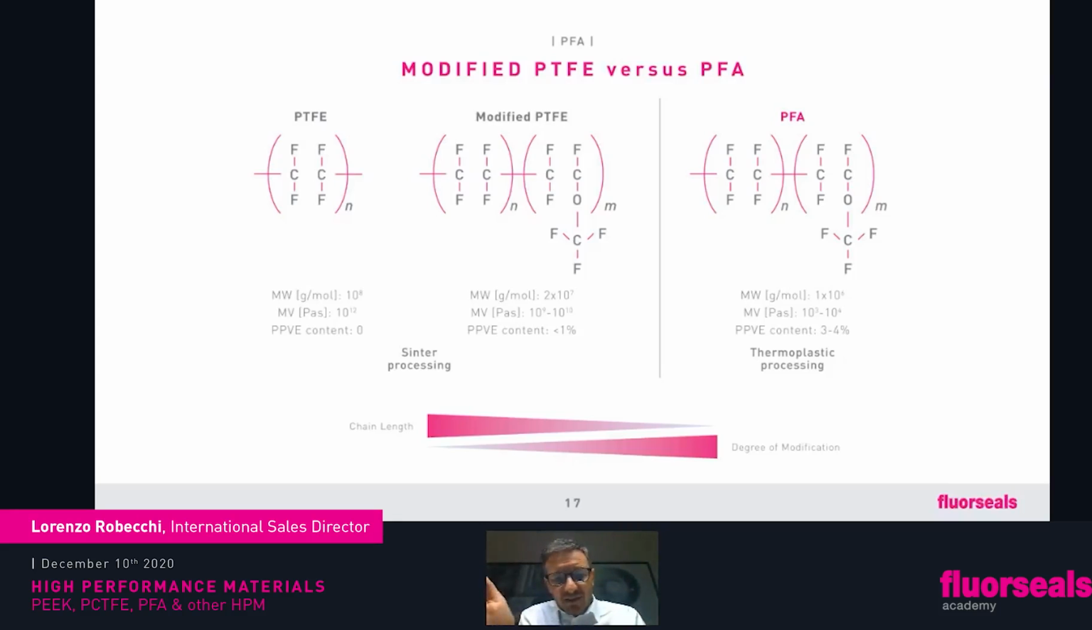And then on the right, PFA. Where is the difference? The difference is this PPV, a modifier. I'm not going to tell you what it is chemically, not able to explain, but it's interesting the number, a 3% modifier in the chain of PTFE, and you get a PFA. And what you get? You get thermoplastic processing technologies available. You can do transfer molding. You can do standard screw extrusion, okay? Just because you have 3% modification in the chain, something that PTFE doesn't let you do.